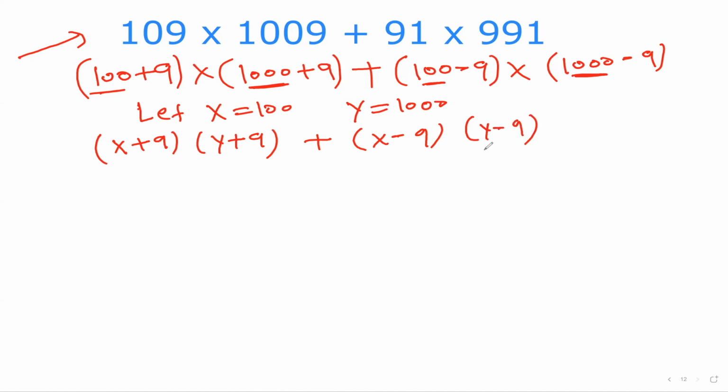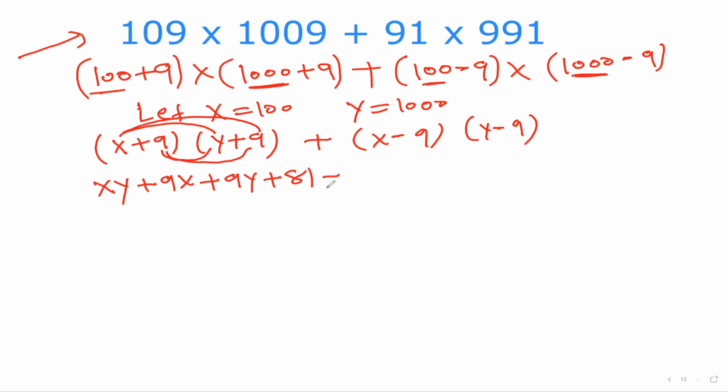plus (x minus 9) times (y minus 9). Now, if you expand, we can see x times y, which is xy. Then x times 9, which is plus 9x. Then 9 times y, which is plus 9y. And 9 times 9, which is 81.